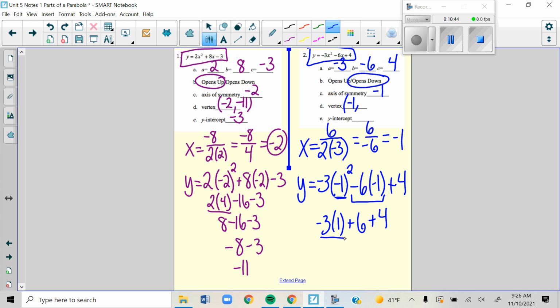Negative 3 times 1 gives me a negative 3 plus 6 plus 4. Negative 3 plus 6 is 3, plus 4. We find our y value of our vertex to be 7. And then our y-intercept is just our c value, which was 4.